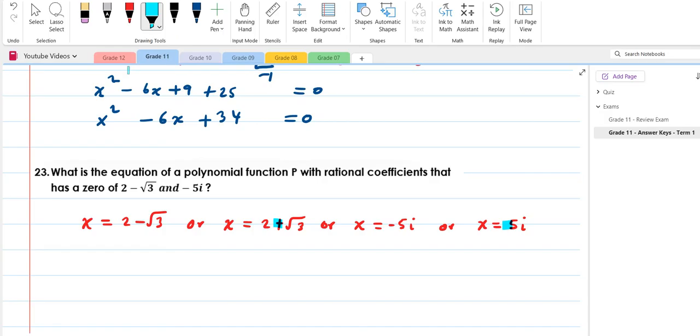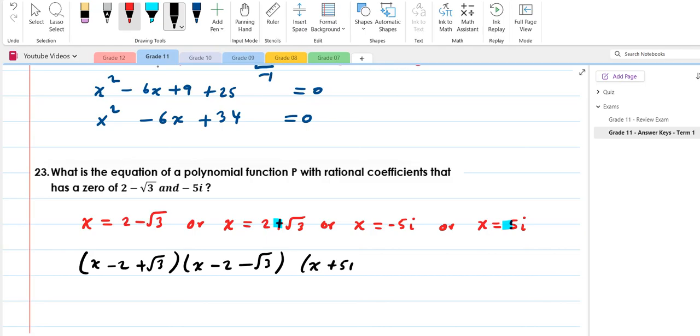Now writing this in equation form, we bring everything over. Since it is an x to the power 4 function, what is the equation of a polynomial function that has these zeros? These are the only zeros. If these are the zeros, then by the conjugate surds theorem there are 4 roots. 4 roots means x to the power 4 function. That's what we are trying to find. So we will bring everything over. We need 4 brackets. So x minus 2, bring that over, positive root 3. x minus 2, bring that over, negative root 3, and bring this over, you get x plus 5i, and bring that over, you get x minus 5i is equal to 0.